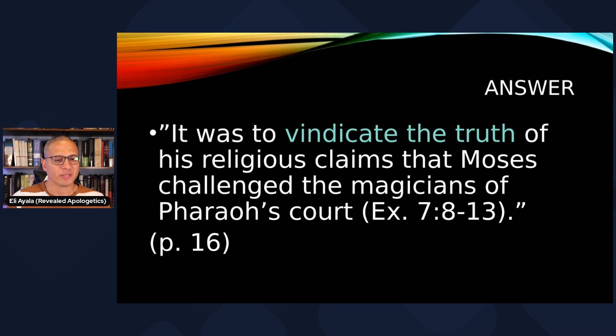Bahnsen points out, rightfully, he says, it was to vindicate the truth of his religious claims that Moses challenged the magicians of Pharaoh's court in Exodus chapter 7, verses 8 through 13, okay? So, and this is Bahnsen speaking, the quintessential presuppositionalist, what we're trying to do with the unbeliever is to vindicate the truth of the Christian faith. We want to argue for the truth of the Christian faith. We could do that in a number of ways, okay?